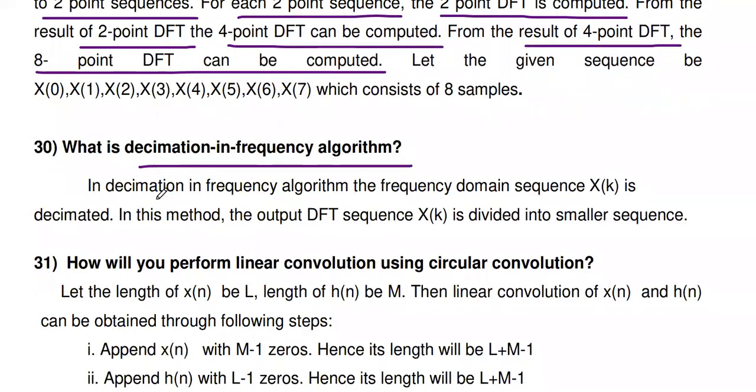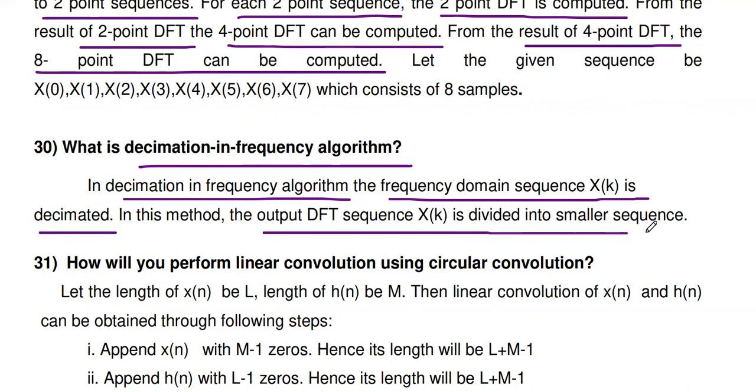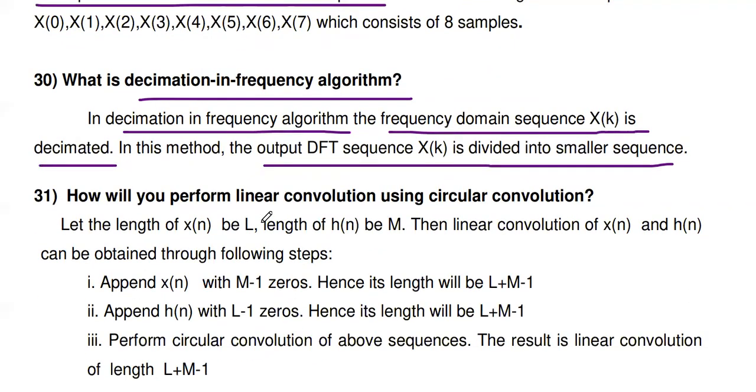So here in the decimation in frequency algorithm, the frequency domain sequence capital X of K is decimated. In this method, the output DFT sequence capital X of K is divided into smaller sequences. This is the difference.